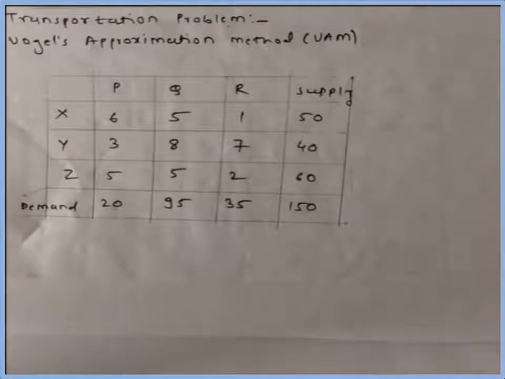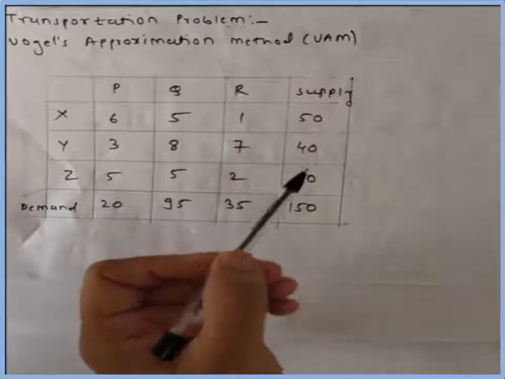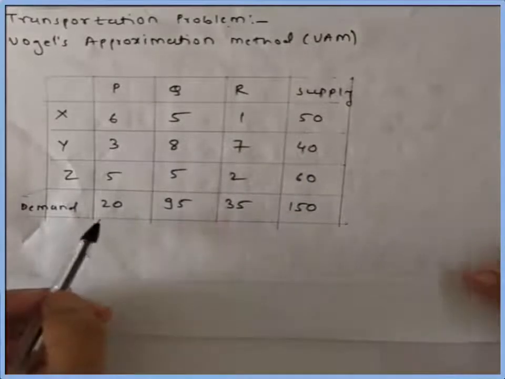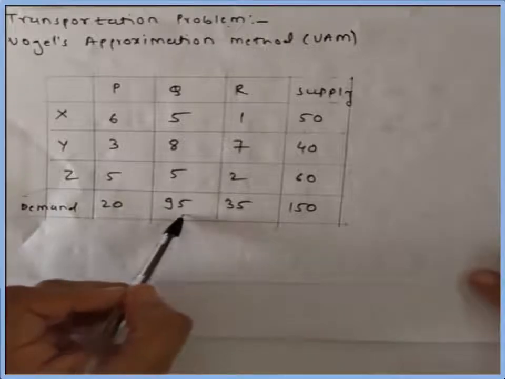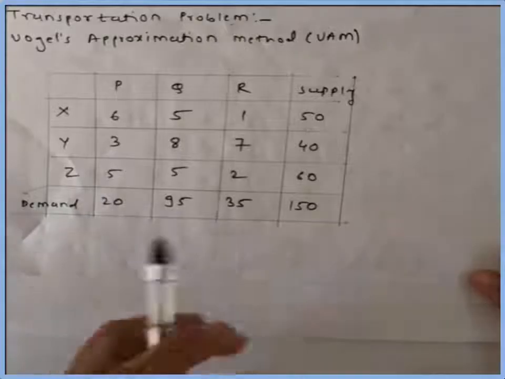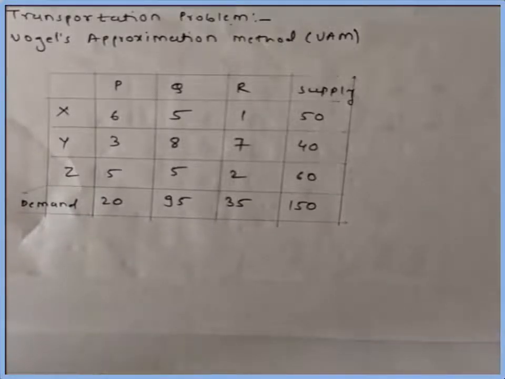Hello everyone, in this video we are going to understand the transportation problem with the help of Vogel's approximation method. Look at the problem, supply and demand. 50 is the supply of X, 40 is the supply of Y, 60 is the supply of Z, 20 is the demand of P, 95 is the demand of Q and 35 is the demand of R. Now we want to solve this numerical problem with the help of Vogel's approximation method.